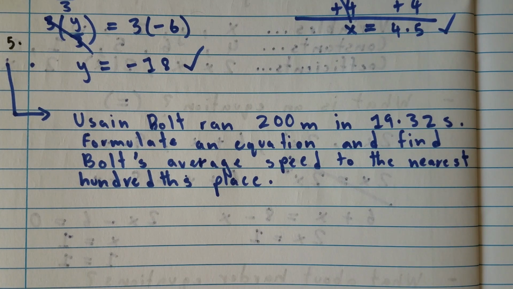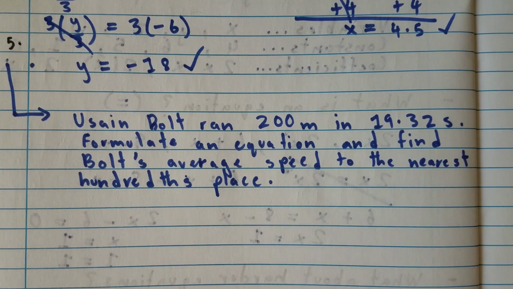Let's look at this final problem. It's an application of what we have learned. Usain Bolt, I think we know who that is. He can run 200 meters in 19.32 seconds. And the question is asking, formulate an equation and find Bolt's average speed to the nearest 100th place.